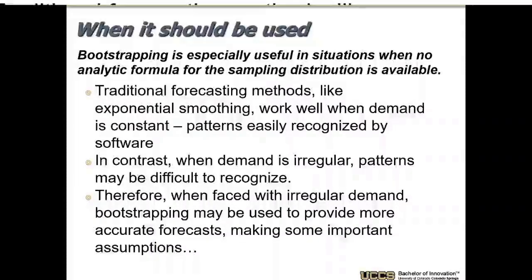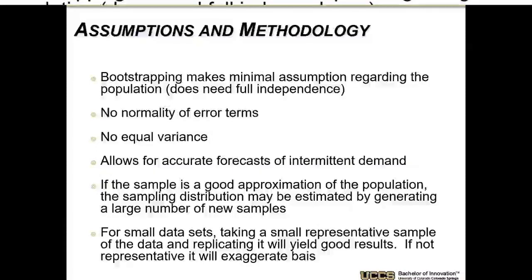So bootstrapping is useful when there's no analytic formula for sampling the original distribution. Traditional forecasting methods like exponential smoothing or whatever really won't work in these situations. In contrast, when the patterns are irregular, they may be difficult to recognize, we want to just do this bootstrap sampling. And it can help us with making our sampling assumptions better. So it makes very minimal assumptions regarding the population. It does need that the samples are independent, but after that, I thought it just requires reorderable, but maybe it doesn't for independence. We don't assume normality, we don't assume there's equal variance. It allows for accurate forecasts of intermediate demand.